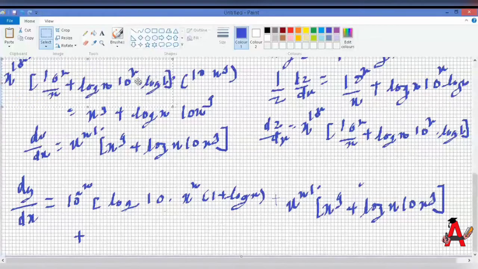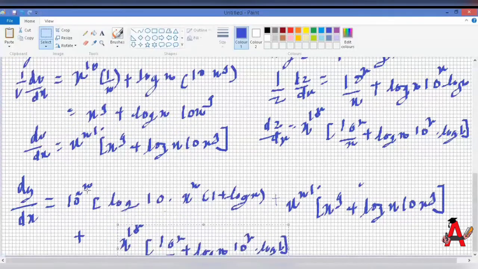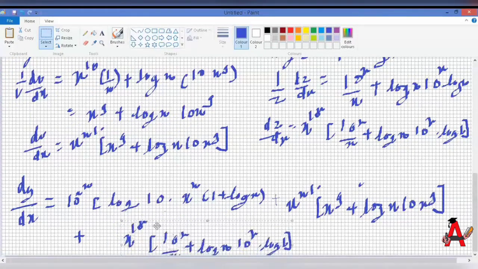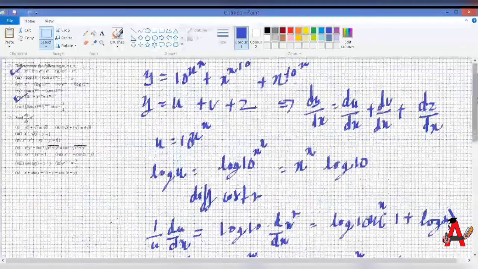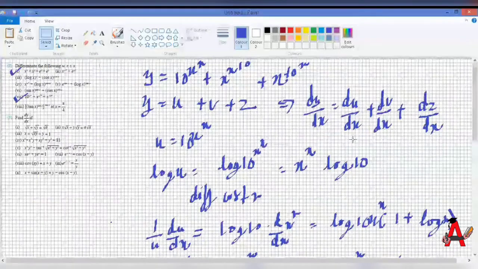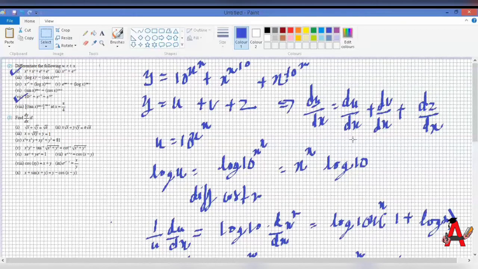So if I read it, it is 10 raised to x into log of 10 into x raised to x into 1 plus log x, plus x raised to 10 into x raised to 9 plus log of x into 10 x raised to 9, plus x raised to 10 raised to x into 10 raised to x upon x plus log of x into 10 raised to x into log of 10. So this is a pretty lengthy question, but a good question. These are the two questions which we need to do in the second example. You can practice similar questions in similar time.